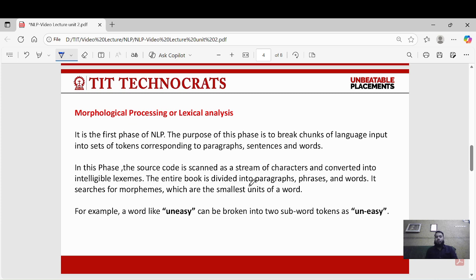It searches for morphemes, which are the smallest units of a word. For example, a word like uneasy can be broken into two subwords, taken as un and easy.